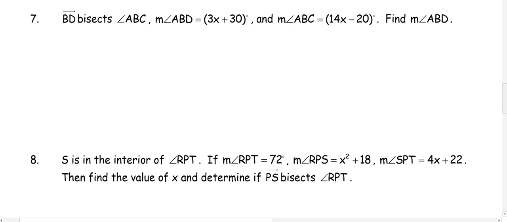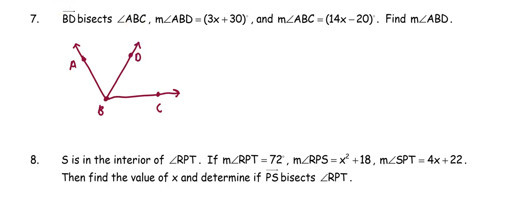Number 7, we have to draw a picture. So BD bisects angle ABC. It doesn't matter how you draw ABC as an acute or an obtuse angle. We just need a picture so we have a visual. So we have angle ABC, and BD bisects this angle. So that means the angle is cut into two congruent pieces.